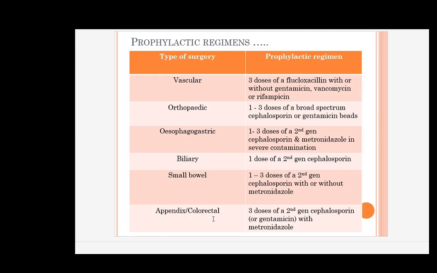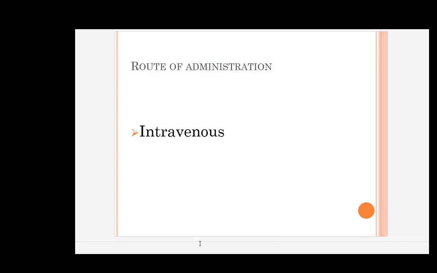The only thing that is different in the GIT is that, apart from the cephalosporin that we use, we also add metronidazole. The reason we add metronidazole is because of the bacteroids. The route of administration is almost always intravenous.